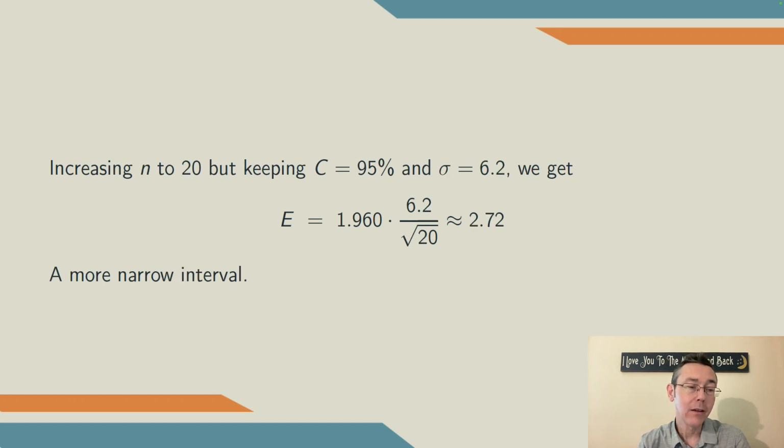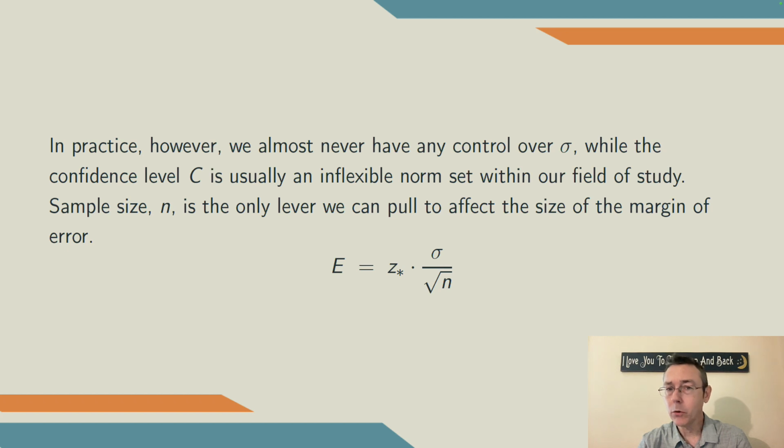Finally, if we increase n, we expect a narrower confidence interval, a smaller margin of error. So plugging in n equals 20 instead of n equals 10, we get a margin of error of 2.72, less than we had originally. In practice, we don't usually control sigma. That's just something inherent in the thing we're studying. And the confidence level C is just an inflexible norm that's set within our field of study. We don't generally get to play with that. Usually the value C equals 95% or some other value is just handed to us. So really in that margin of error formula, the only lever that we can pull to affect the margin of error is the sample size.